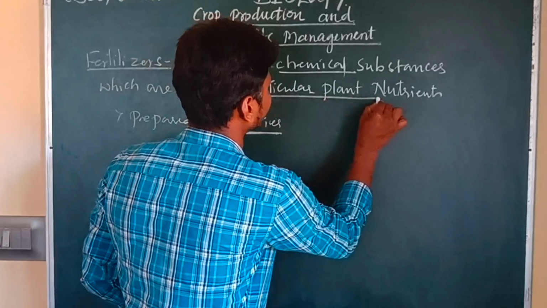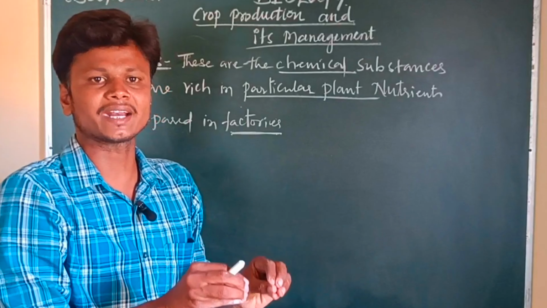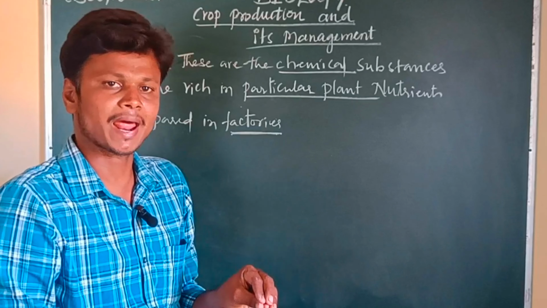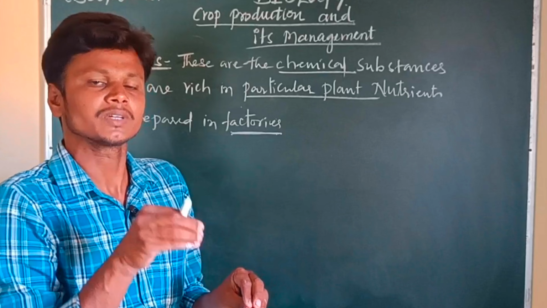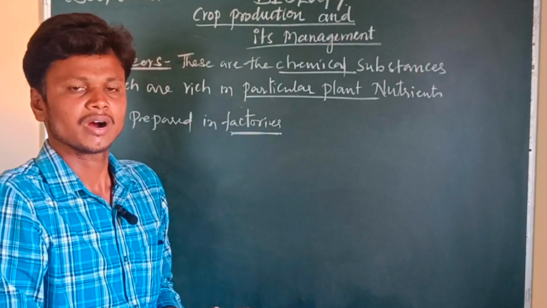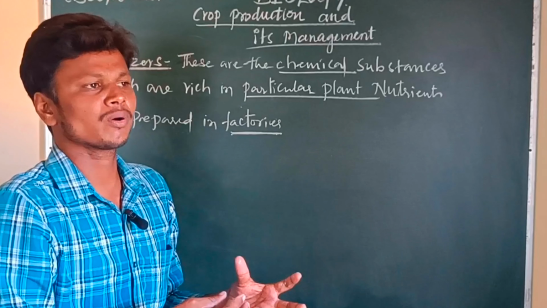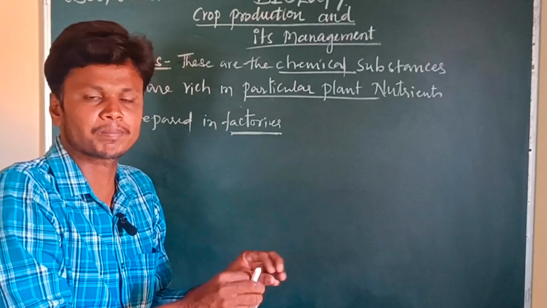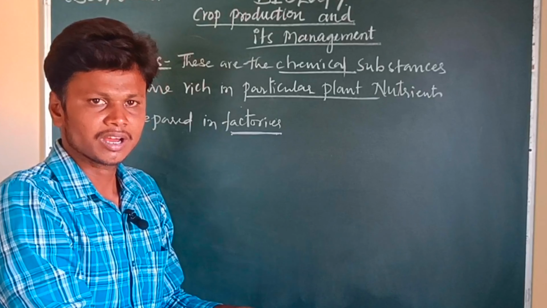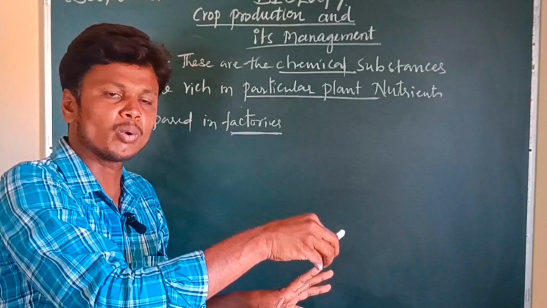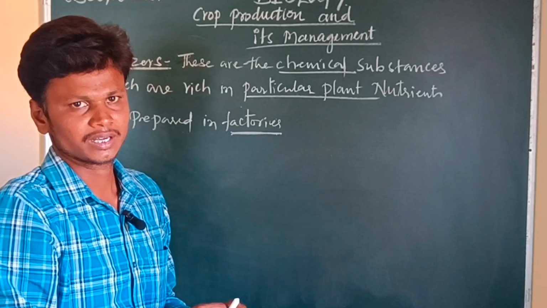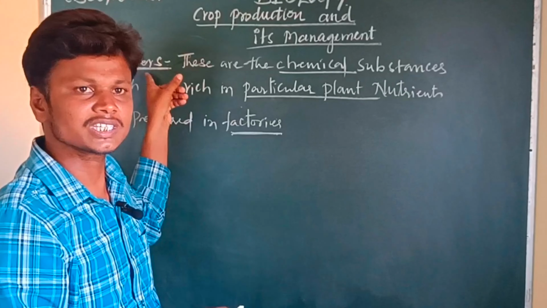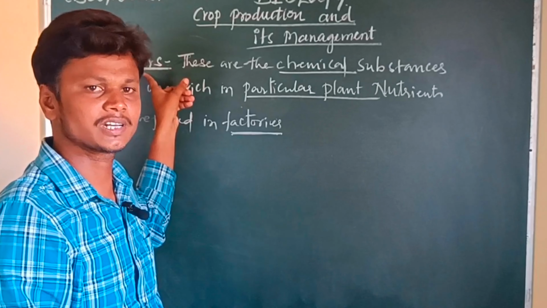What do you mean by particular plant nutrients? If the plant requires only nitrogen, we will provide only nitrogen. If the plant requires only potassium, we will provide only potassium. So if the soil is deficient in any particular plant nutrient, the farmer will provide only such nutrients in the form of fertilizers. Got the point? Hope it is clear for everyone.